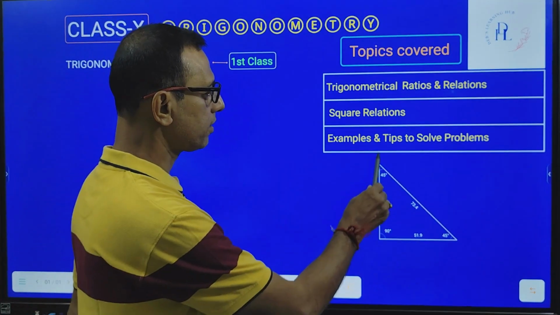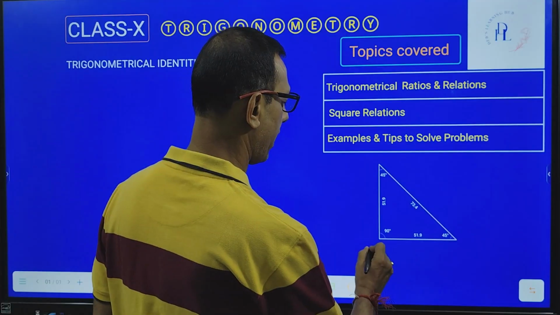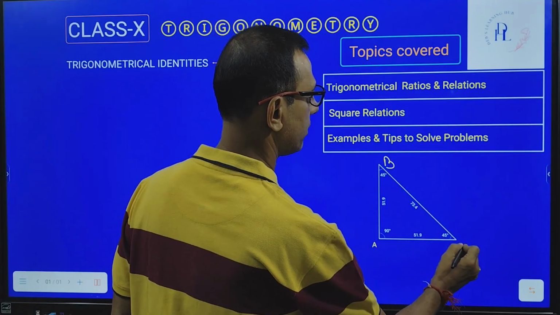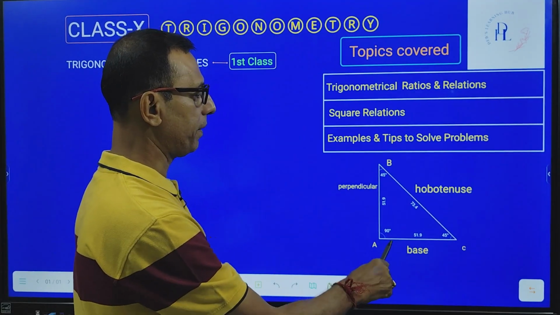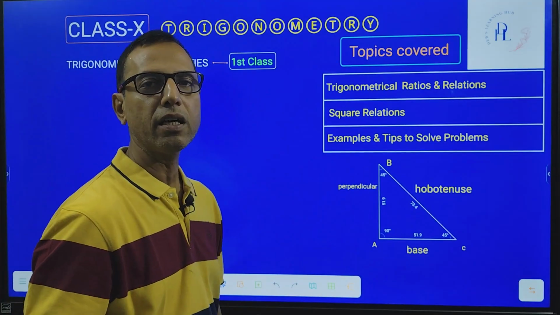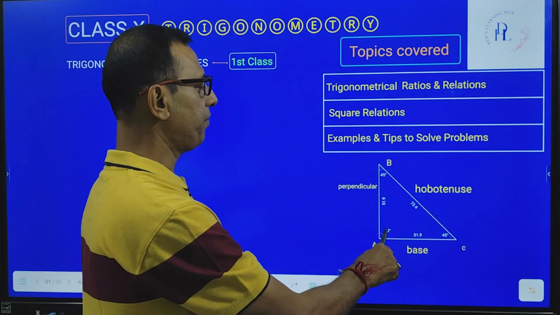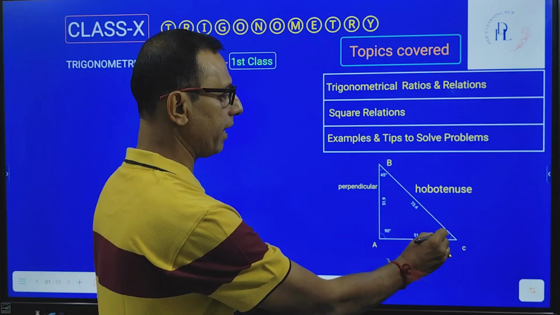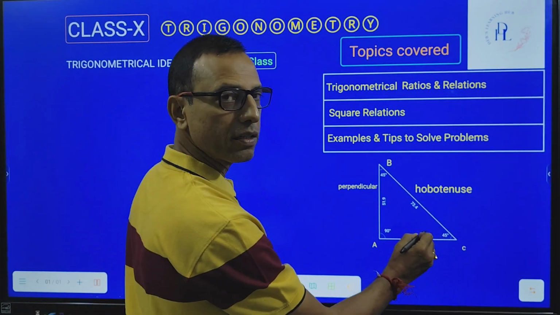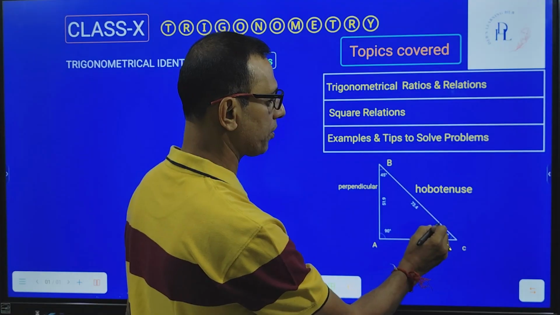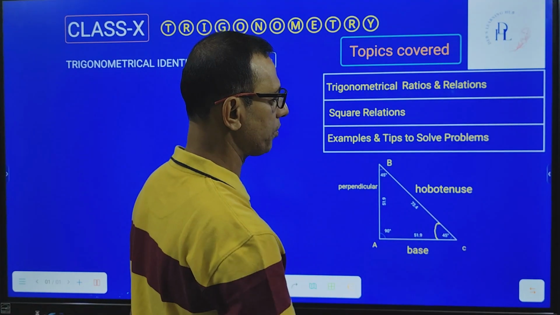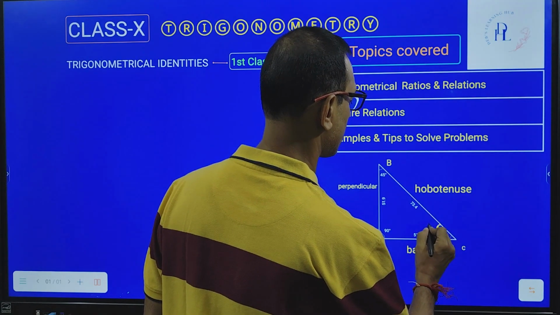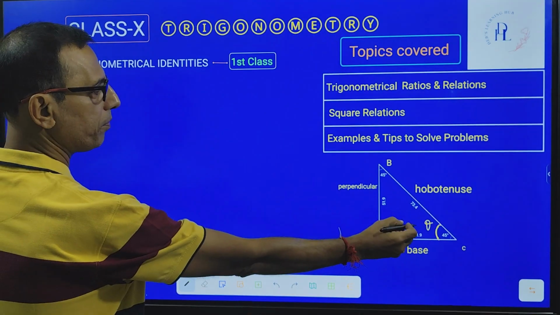Let's say in this right-angled triangle, angle A is 90 degrees, this is B, and this is C. In this triangle, AB is the perpendicular, AC is the base, and BC is the hypotenuse. This angle is the angle adjacent to the hypotenuse, and let's call it theta.